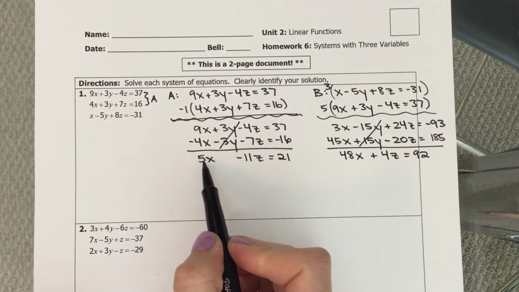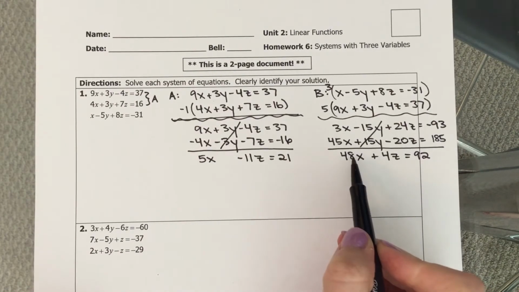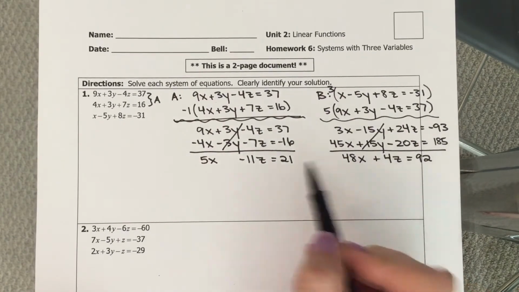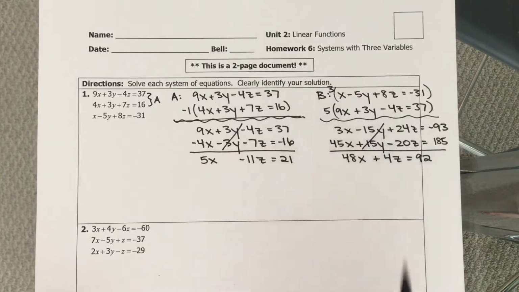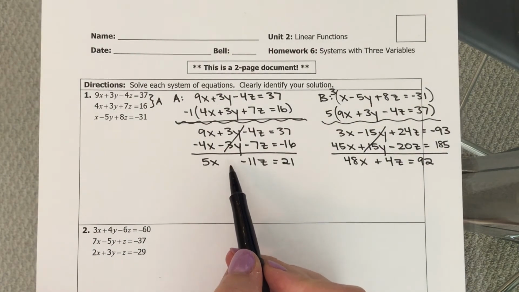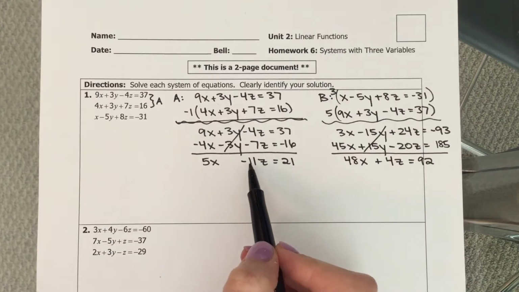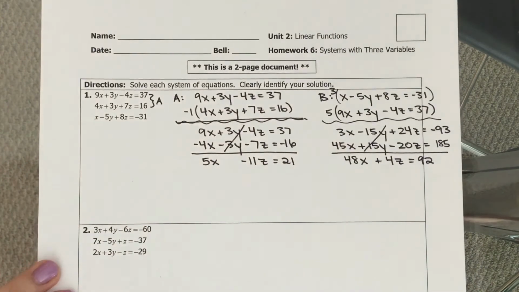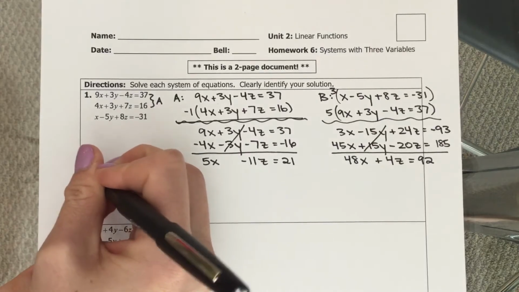You've got 5x, 48x. That's going to be hard to combine because 48 is not divisible by 5. And then I have 11 and 4, which is a little bit easier. So let's go with those 2. So I'm going to take this bottom equation here and multiply everything through by 4. And I'll take this equation here and multiply everything through by 11. So let's do that off to the side.